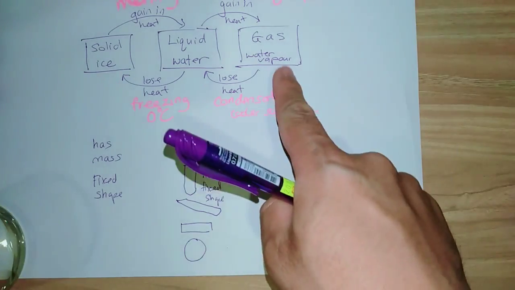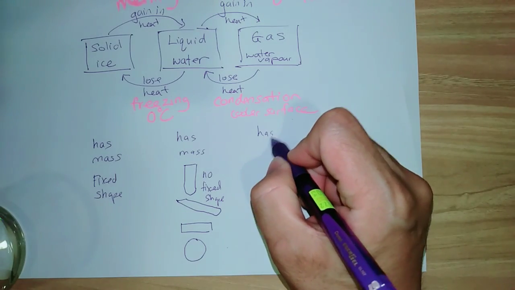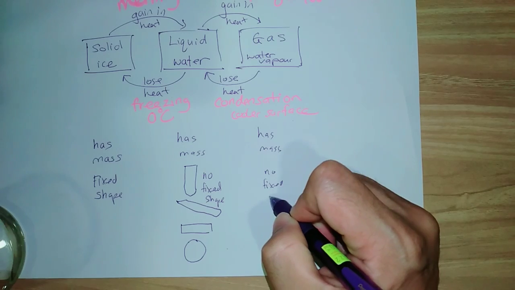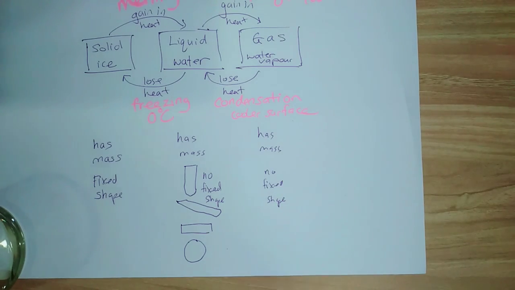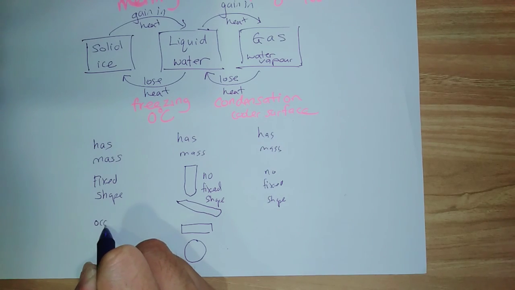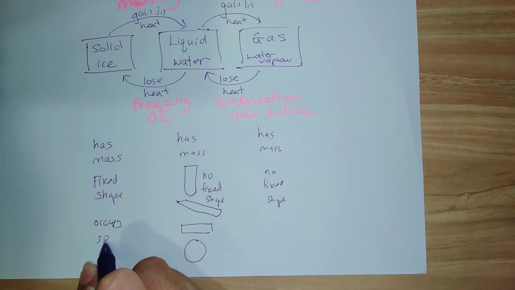Alright, gases also have mass. Gases also have no fixed shape. How can we see that gases actually occupy space too? Because if it has mass, of course, it also has volume, right? One more property is they will all occupy space.